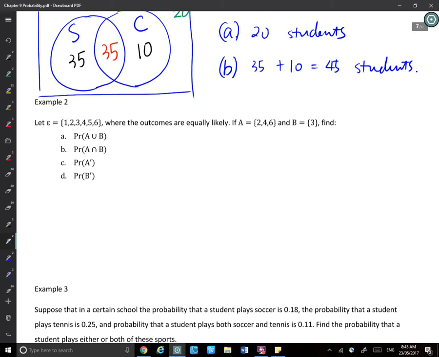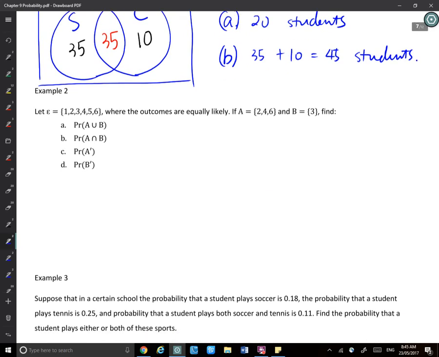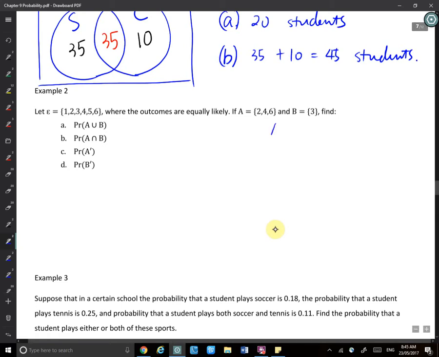Okay, example 2. Let the universal set be 1, 2, 3, 4, 5, 6, where the outcomes are equally likely. You have the same chance of getting 1 to 6. If A equals 2, 4, 6 and B equals 3, what is the probability of A union B? So let's have a think. What is A union B? A union B is 2, 3, 4, 6.